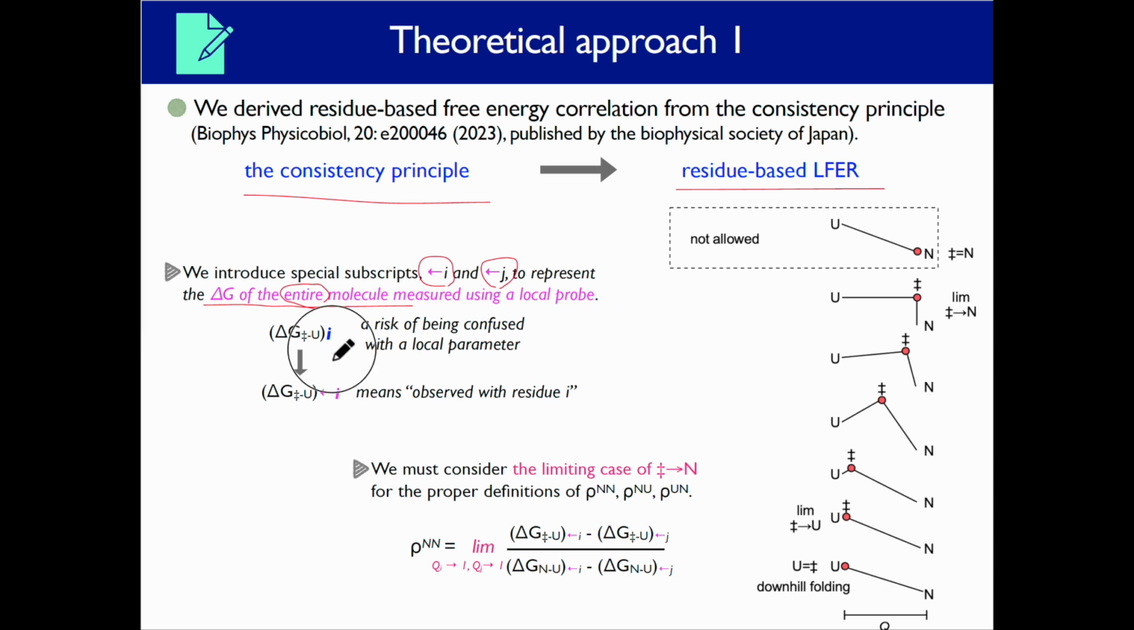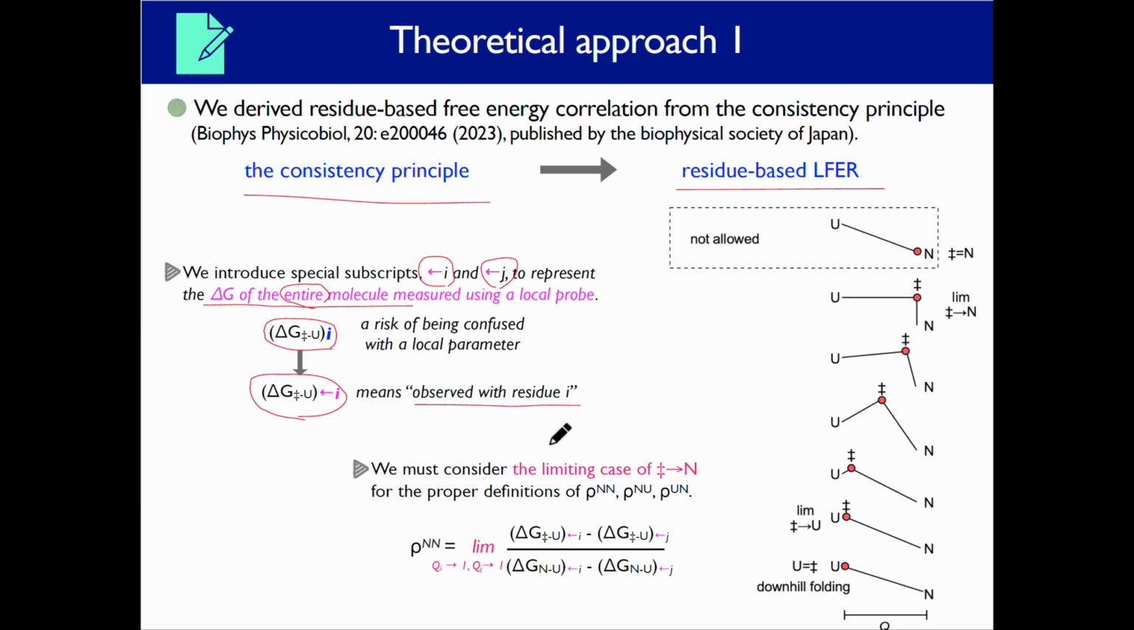When we use this type of notation here, there's a risk of being confused with a local parameter. For example, phi I means it's the phi-value of residue I. It's a very local quantity. But actually, this value is of the entire molecule observed with residue I.